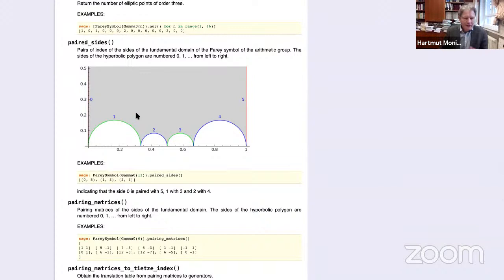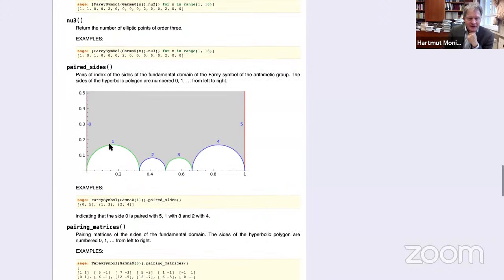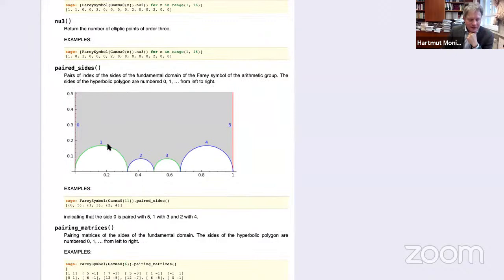So here's an example of a particular fundamental domain. This is actually Gamma0(11), I would claim. And what I did was also to color the sides so that you can easily spot which sides are paired. Here you can see that on the left-hand side there's a red line, corresponding to this pairing at cusp infinity. So 0 and 5 are paired. There's a generator in the group which pairs the sides 0 and 5. Then there's a generator which pairs the sides 1 and 3, and 2 and 4.